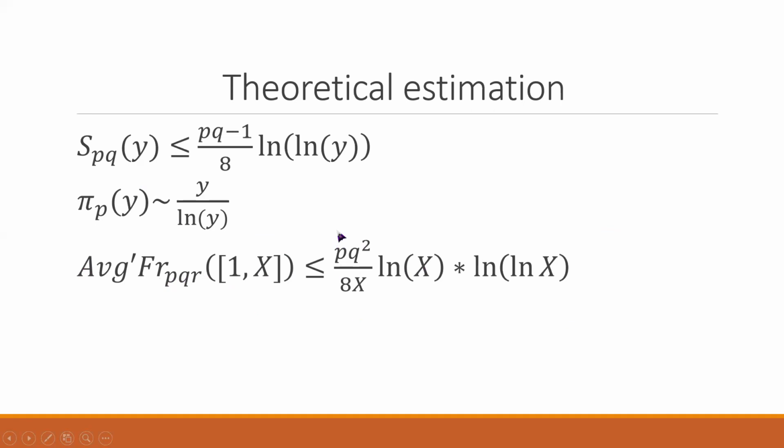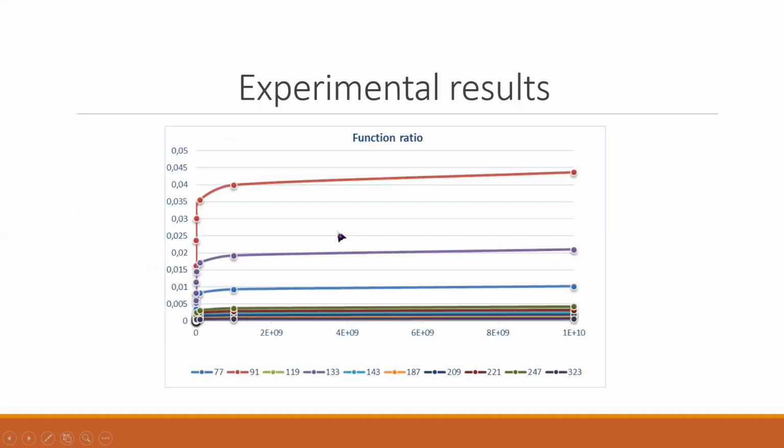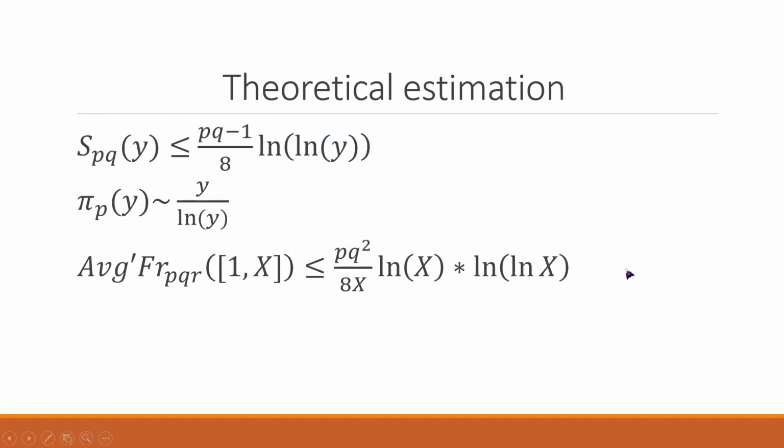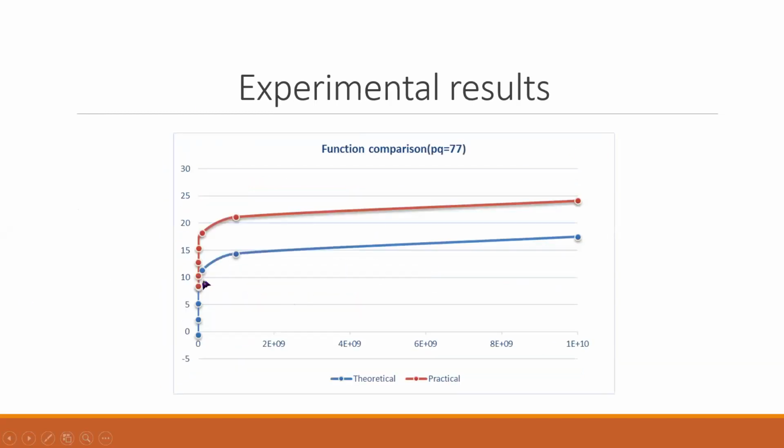This one was an upper bound, but if we check the experimental result, we see that the ratio of this function approaches 1 very slowly, and is less than 0.1, which means that it's an upper bound, but a very bad approximation and needs to be improved. For example, in this comparison of the result of the function, this was theoretical, found by this formula, and this was practical, found by selecting all prime numbers.